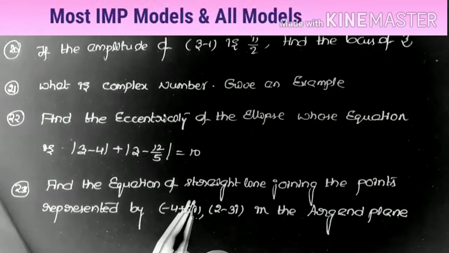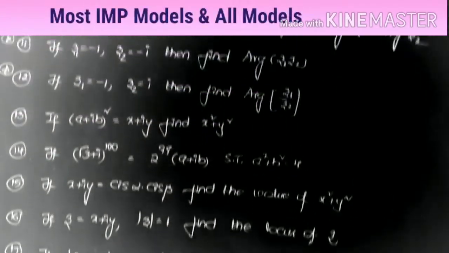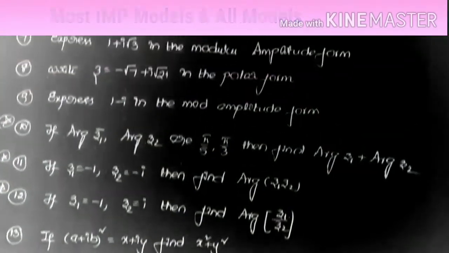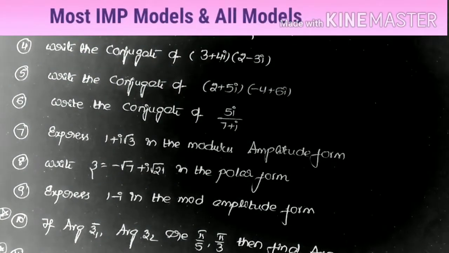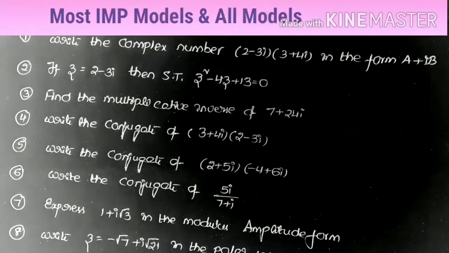Now these are all the models of the problems from the chapter complex numbers. Here I cover all the models from this chapter. So these are all the sums from complex numbers.